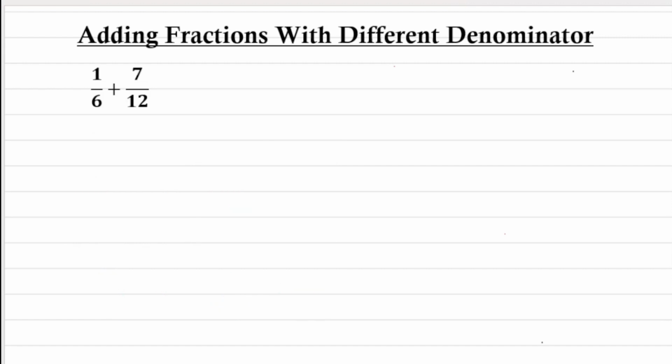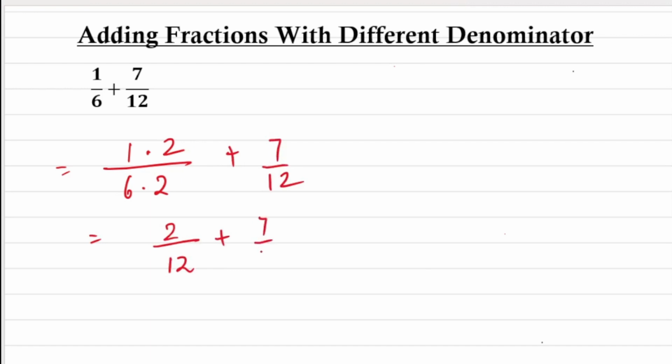Let's do one question without the help of the visual. 1/6 plus 7/12. What is the common denominator of 6 and 12? It's 12. Let's make the denominator of 1/6 into 12 by multiplying it by 2. Whatever I do to the denominator, I do the same with the numerator. So 7/12 remains as it is. 1 times 2 is 2, 6 times 2 is 12, plus 7/12. Now the denominators are the same. Just add the numerators: 2 plus 7 is 9. So my answer is 9/12.